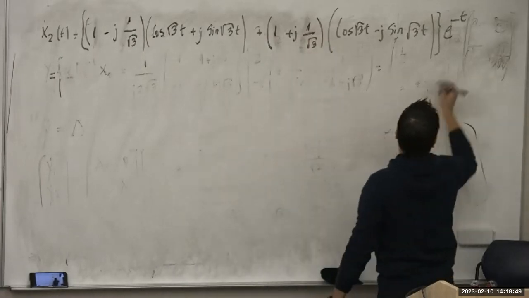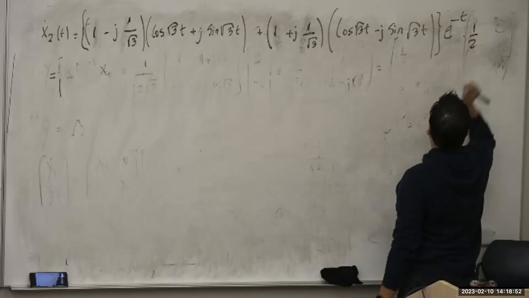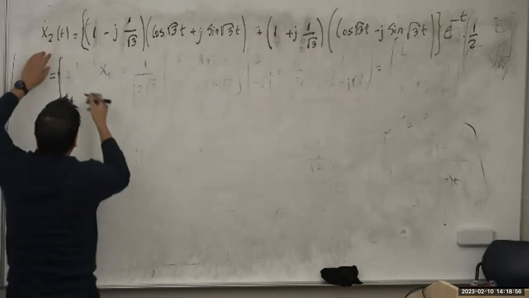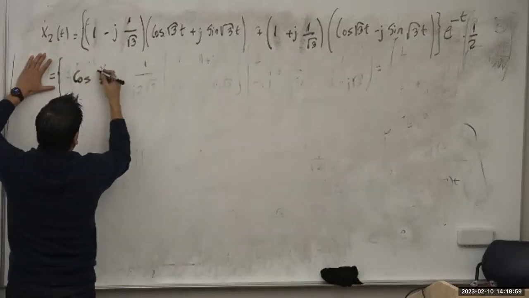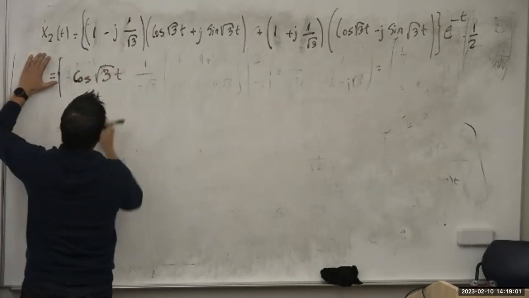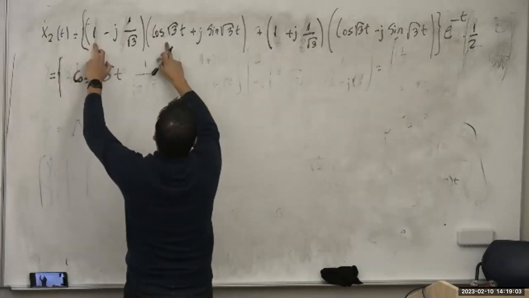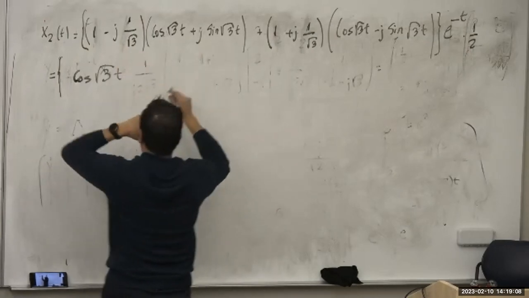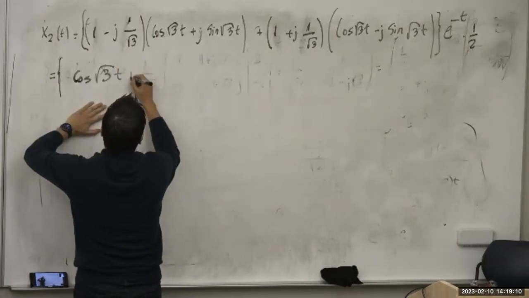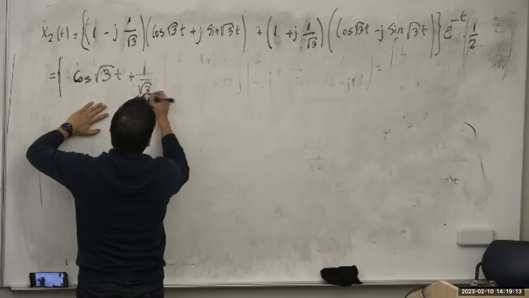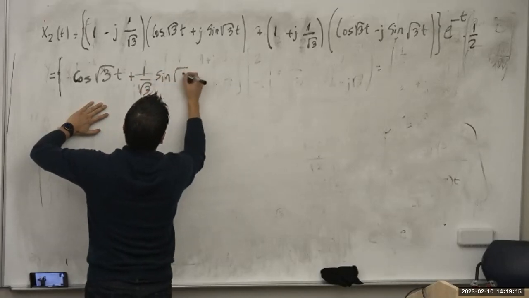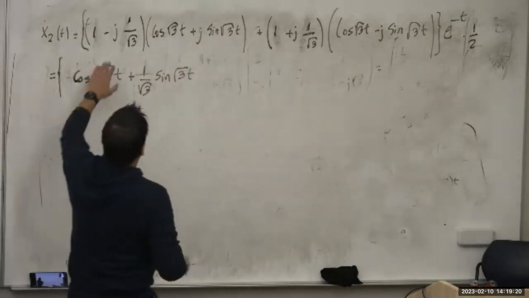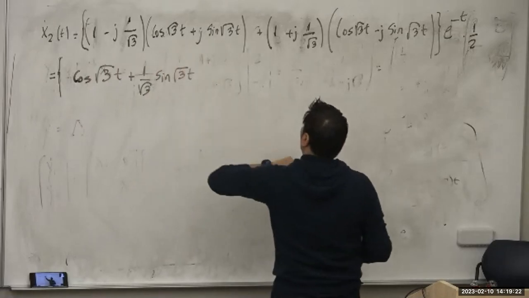We can factorize by 1/2. So here we will have cosine of square root of 3t, and then we have this term, which is negative j squared, and that is going to be positive, 1/√3 sine of square root of 3t. Those are the two real terms.